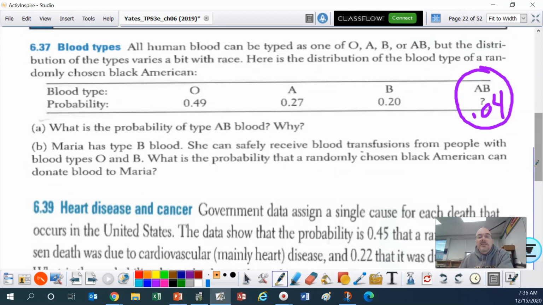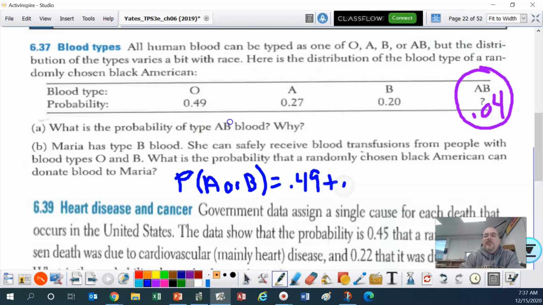Okay, B. Maria has type B blood. She can safely receive blood transfusions from people with type O and type B. What is the probability that a randomly chosen Black American can donate blood to Maria? So the probability of type O or type B, because she can receive both. Well, that would be 0.49 plus the 0.20. So the probability is going to be, what is that, 0.69? You just add those together. So that is the probability that a randomly chosen Black American can donate blood to Maria, because she can take type O or type B.